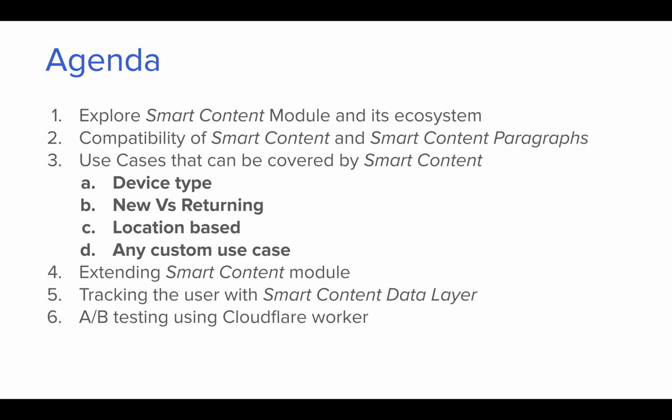There are a couple of use cases that can easily be covered by Smart Content, like detecting the device type, detecting whether the user is new or a returning user, or location-based personalization, like based on the city or the country. For any custom use case that you can think of, you can certainly extend the Smart Content module using its API. And with a small effort, you can have that particular business use case declared or defined with Smart Content.